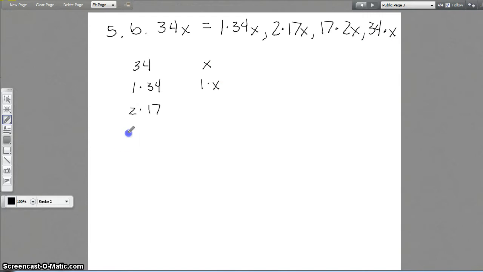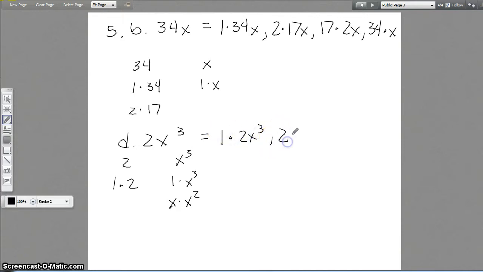So now let's look at part D, which is 2x cubed. So when we break down 2, 2 is just 1 times 2. That's the only way to make it. X cubed, though, is 1 times x cubed, or x times x squared. So let's look at the different ways of making 2x cubed. We can start with 1 and multiply that by 2x cubed. We could start with 2 and multiply that by x cubed.